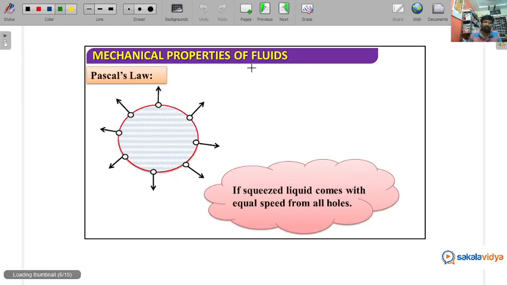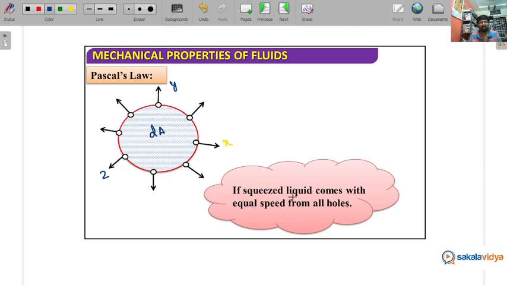In a similar fashion, as I told you, the pressure is the same in all the directions, whether it is x direction, y direction or z direction. Whatever may be the direction, the intensity of pressure is the same. This is one of the elementary particles of a fluid.